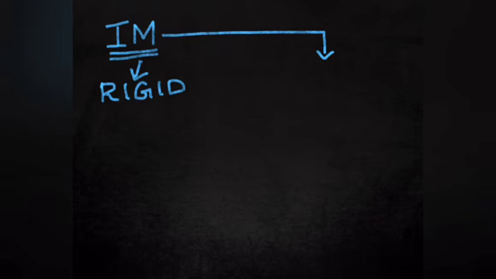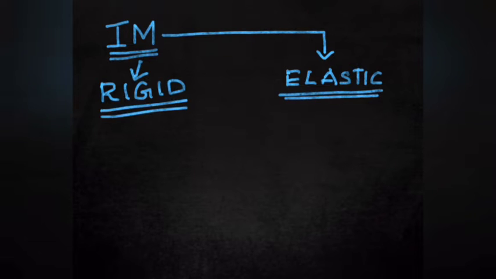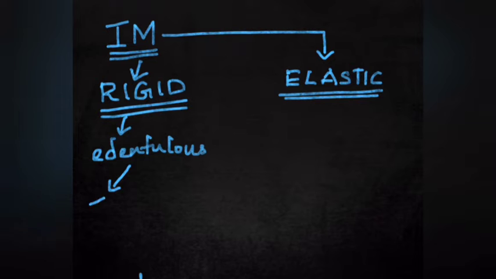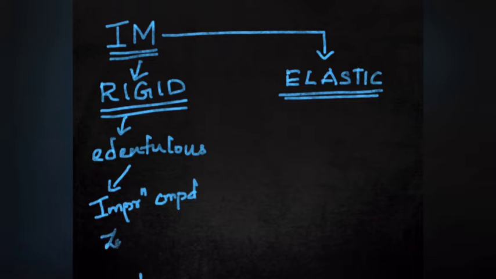Like we discussed before, impression materials can be classified into two types based on rigidity. They can be rigid or they can be elastic impression materials. Now the rigid impression materials are already discussed. They are used for taking impressions of your edentulous ridges, and mainly include your impression compound and your zinc oxide eugenol paste.